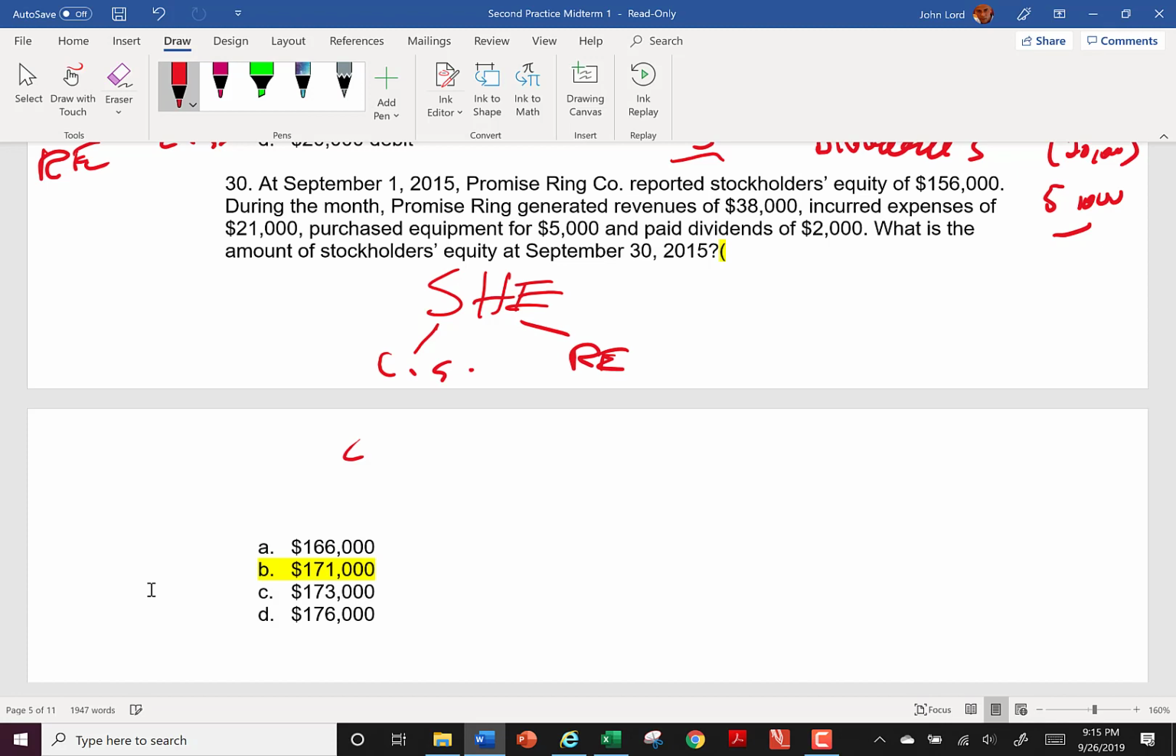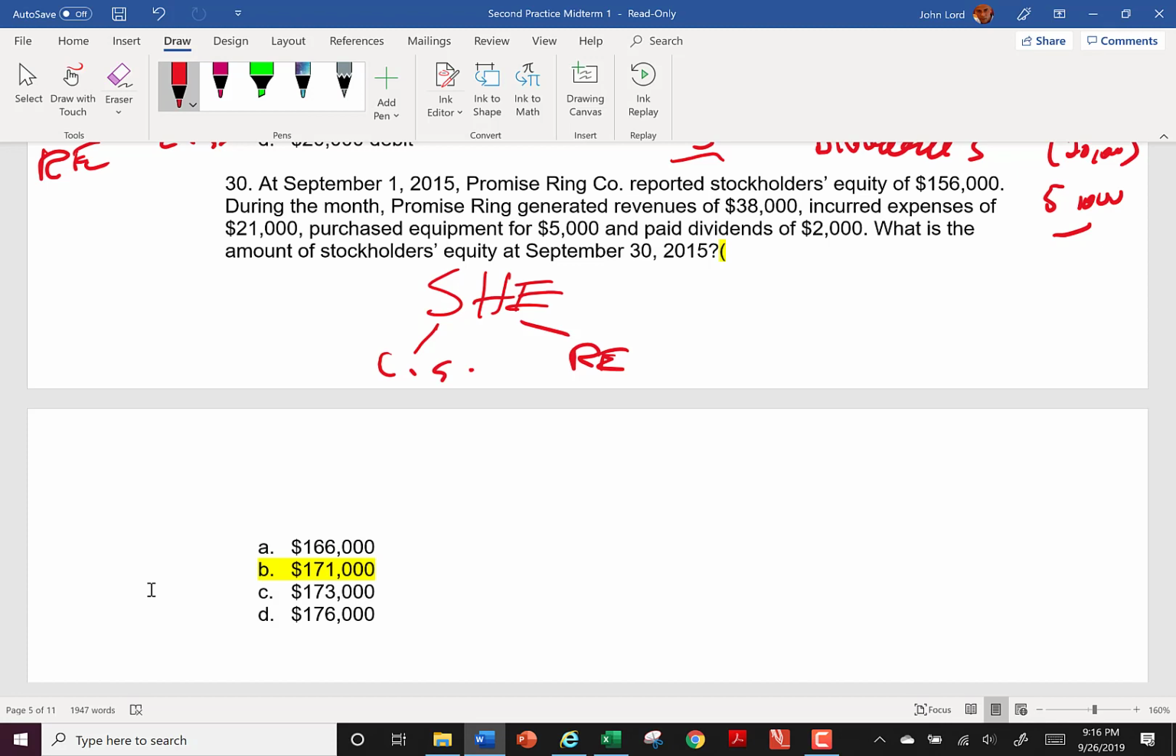Okay. Now, do they tell me anything about common stock? Where? Show me where they say something about common stock in here. Stockholders' equity is constituted of two accounts, retained earnings and common stock, isn't it? So they've said something about stockholders' equity, but they have not said anything to me about either of the accounts that constitute stockholders' equity. They've only told me about stockholders' equity, haven't they?